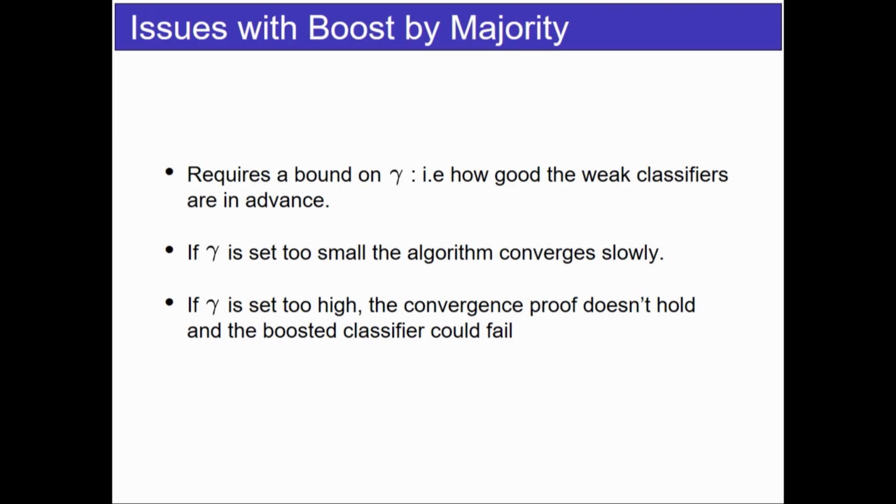So it requires a bound on gamma, and essentially you need to know in advance how good the weak classifiers are. Maybe you don't know that. What would you do then? The problem is if gamma is set too small, the algorithm will converge slowly. And if it is set too high, the convergence proof will not hold. I will try to show this in the lab part, where you will actually implement AdaBoost. You know the true gamma, but you will set gamma either too low or too high, and you will see the convergence either too slow or converging to a wrong answer. You will see both of these, hopefully, if we have time.